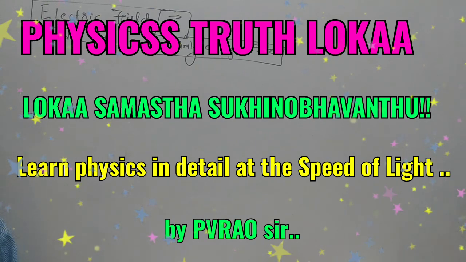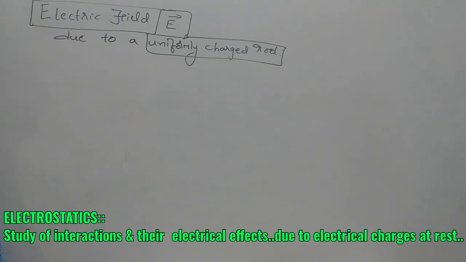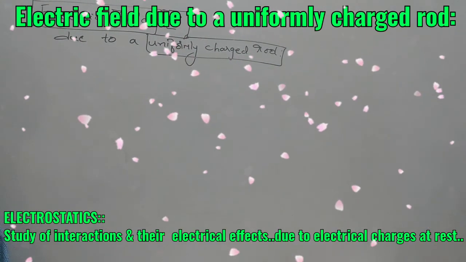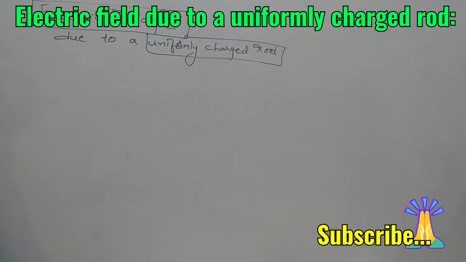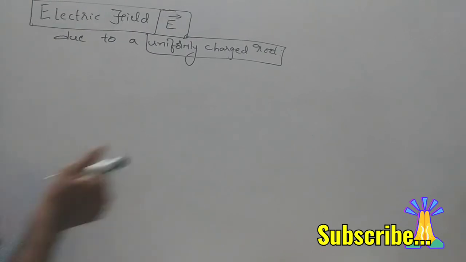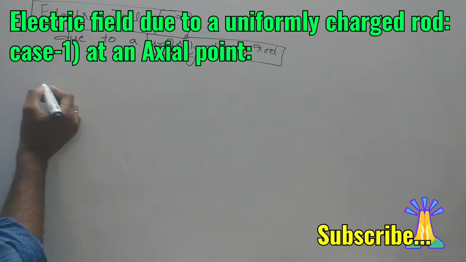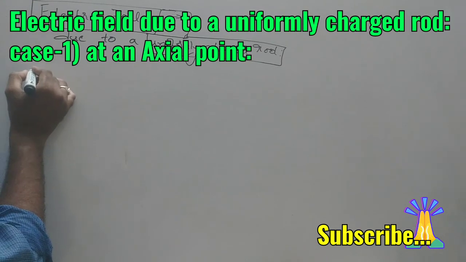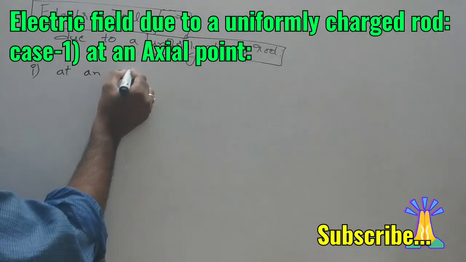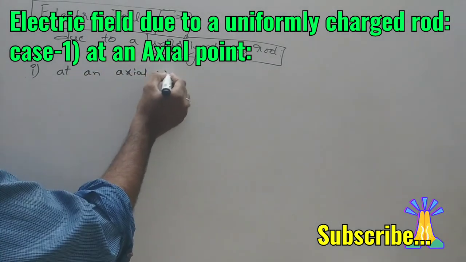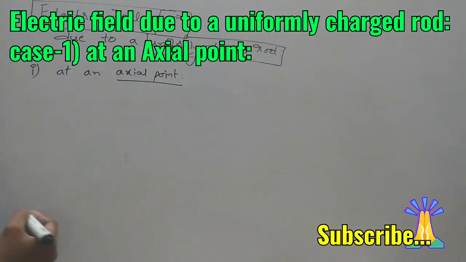So today, as per the demand of my students, I am telling some topic related to electrostatics. Let's discuss the electric field due to a uniformly charged rod. Several cases will be there. The first case is at an axial point: electric field due to a uniformly charged rod at an axial point.